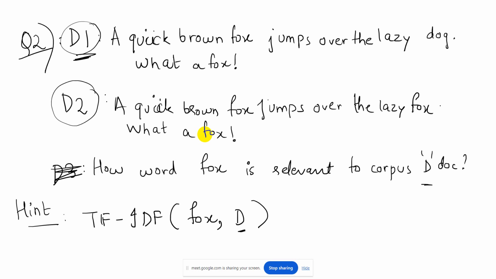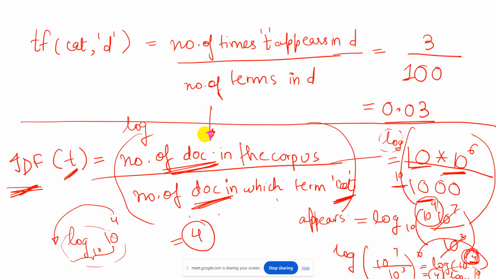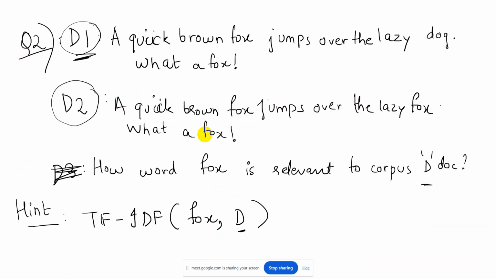Please take 2 to 3 minutes more, then I'll discuss. Also try to calculate IDF. This is the formula, if you can see it on my screen. IDF remains the same over the entire corpus for a given term. Here we will see how and why.